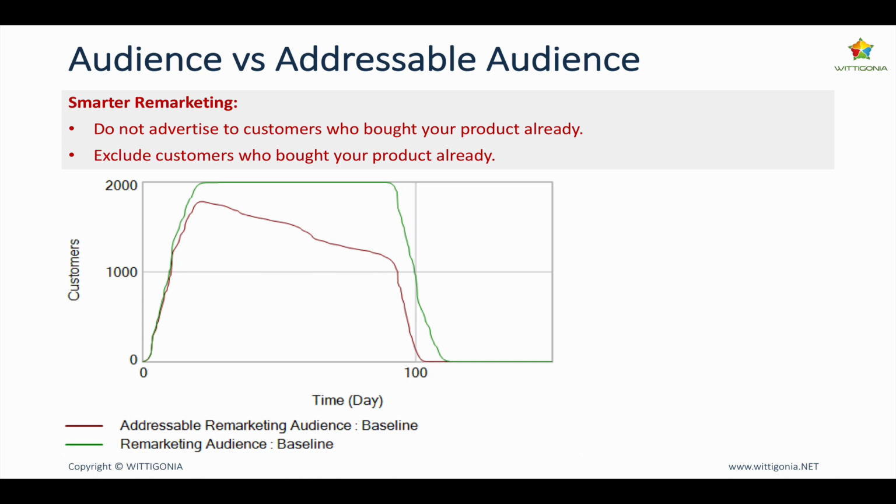The second key topic here is that we have an audience, but that is not necessarily the addressable audience. Why? Because we are selling products or services to that same audience. And in a, let's say, smarter way of doing remarketing, you would not advertise to those customers who have bought your product already. So make sure that you exclude those customers who bought your product already from your campaign. And that's why you see this difference in the audience size. So this is the absolute size of the audience minus those that have converted over time. You will get a shape like this. So it's also something to consider.